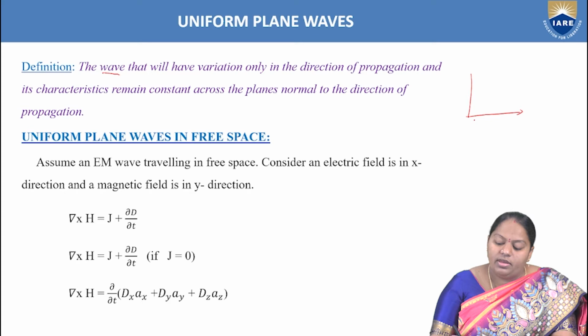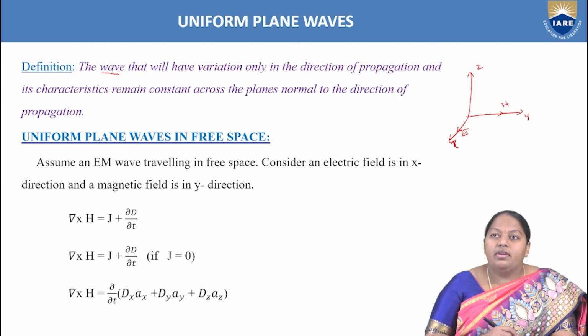Suppose you consider a three-directional wave with X, Y and Z directions. If you assume the electric field is in the X direction and the magnetic field is in the Y direction, the wave propagating in free space, conducting or dielectric medium should be in the Z direction. So uniform plane waves have variation only in the direction of propagation, and their characteristics remain constant across the planes normal to the direction of propagation. E won't vary with H, H won't vary with E, but both can vary with Z. That is the meaning of the uniform plane wave definition.